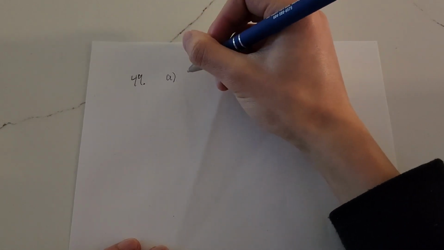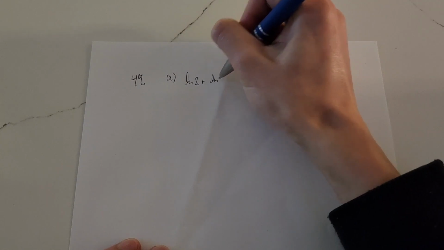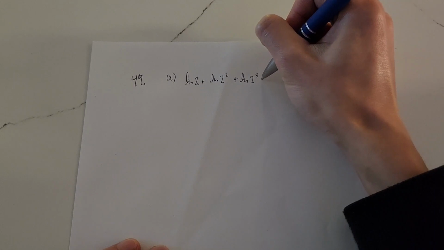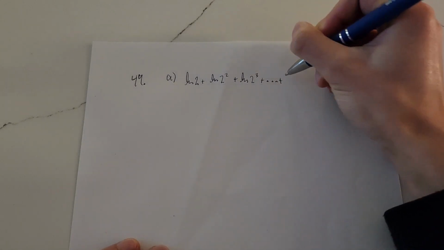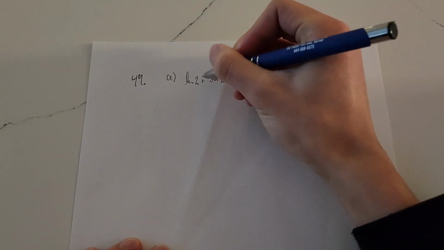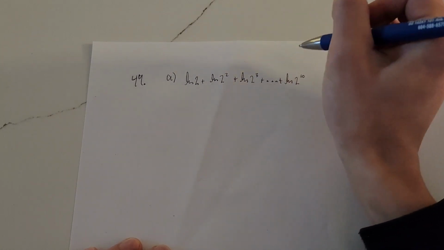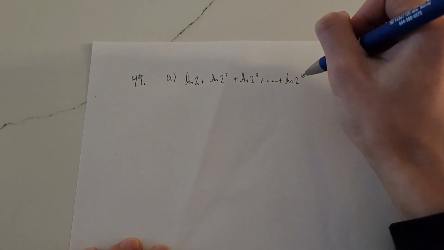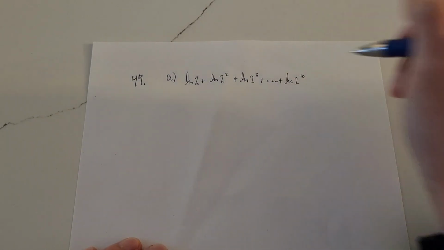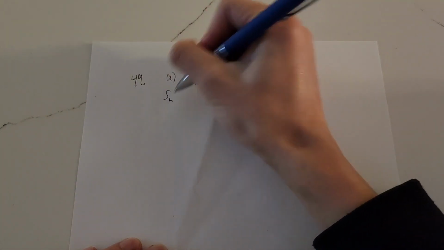In part A, we're asked to find the sum of the series ln2 plus ln2 squared plus ln2 cubed, and so on and so forth, up until ln2 to the power of 10. So since we know if we bring down all the powers, we're just going to get ln2 plus 2ln2 plus 3ln2 plus 4ln2, and so on until we get to 10ln2. And this implies that this is an arithmetic series. So we should use the formula for an arithmetic series to solve for the sum.